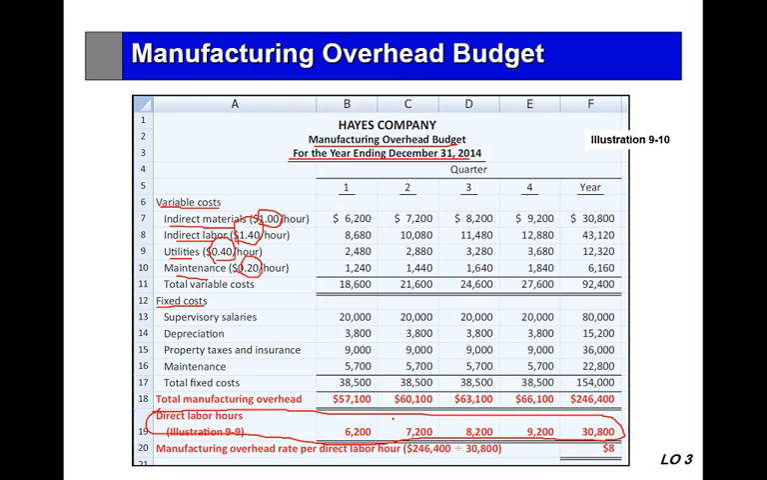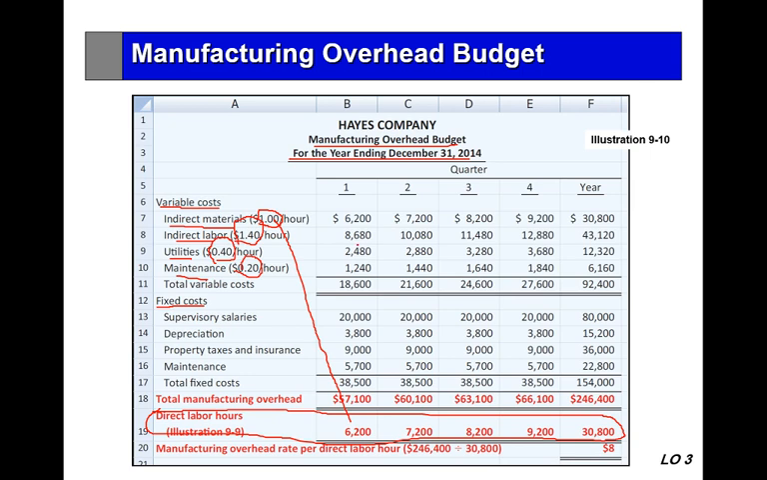Why do we use these hours? Because the application base of the manufacturing overhead, as considered by this company, is direct labor hours. Then we have $1 multiplied by 6,200 equals $6,200. $1 multiplied by 7,200 equals $7,200. We convert the hours to dollars by multiplying by the application rate. For indirect labor, $1.40 multiplied by 6,200 hours, $1.40 multiplied by 7,200 hours, $1.40 multiplied by 8,200 hours.